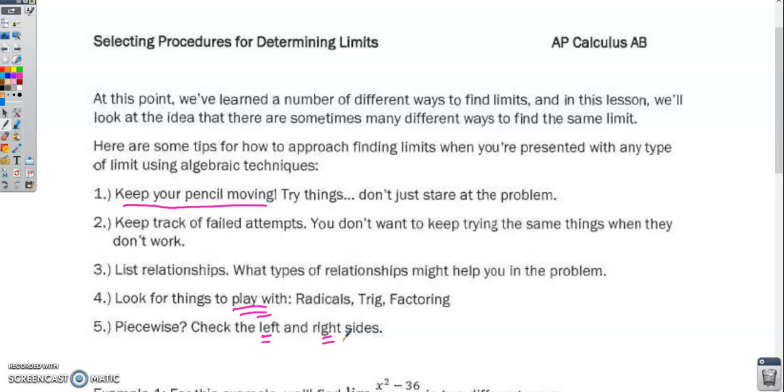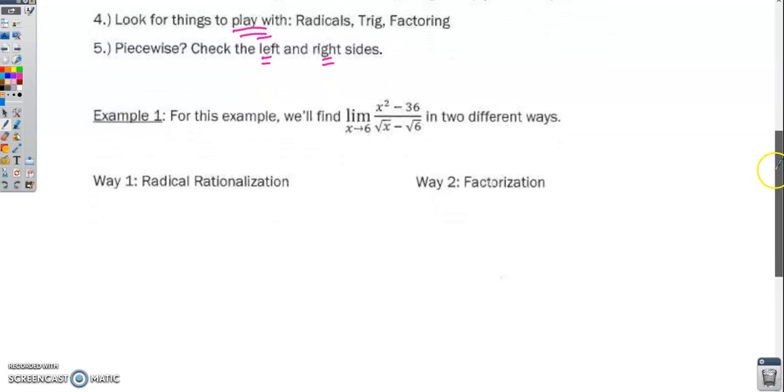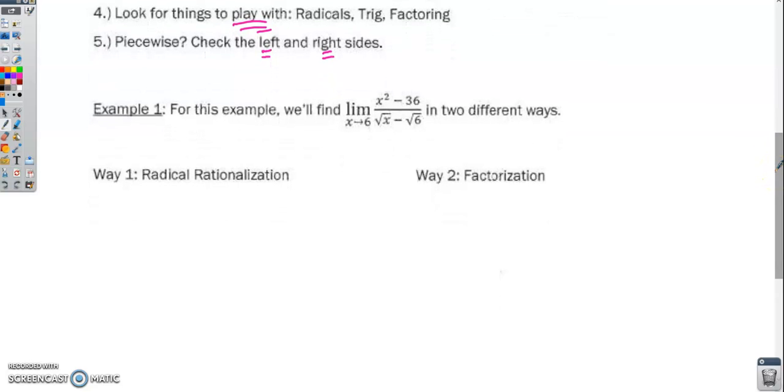Okay, so let's look at example one. In example one, we're going to find the limit as x approaches 6 of the quantity x squared minus 36 over the quantity square root of x minus square root of 6 in two different ways. The first thing we would try, of course, is to substitute, and we'd see right away that if we substituted 6 in for x, this is of the form 0 over 0, and so we're dealing with an indeterminate form.